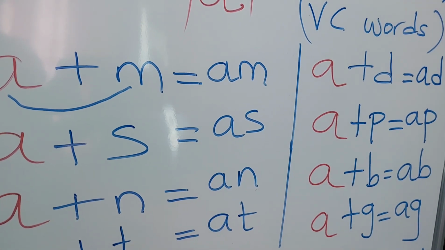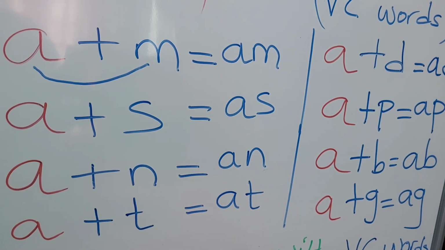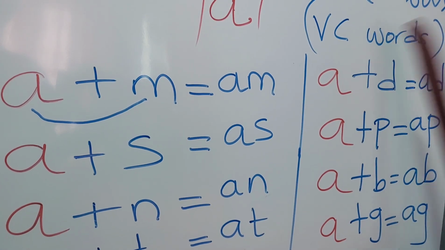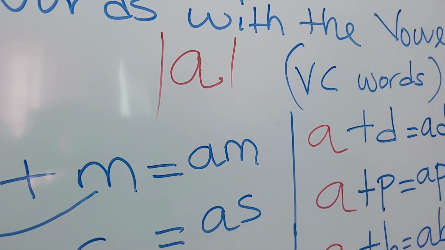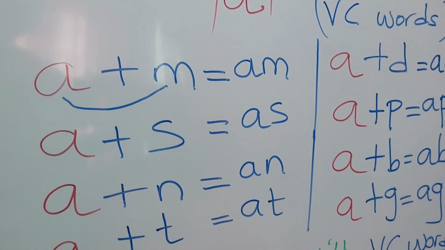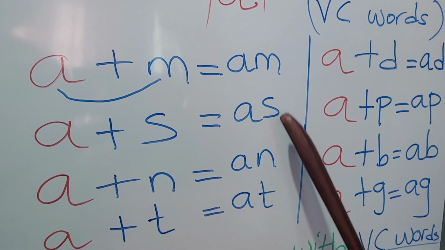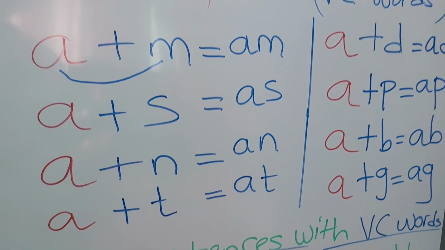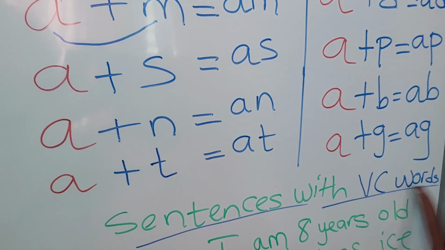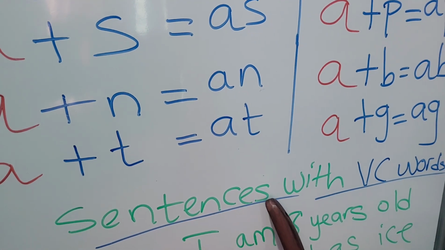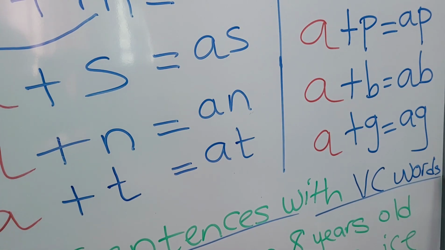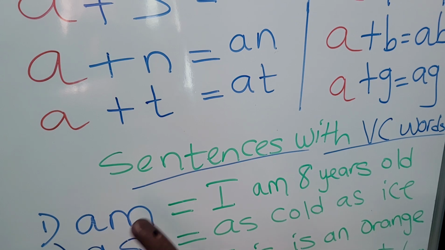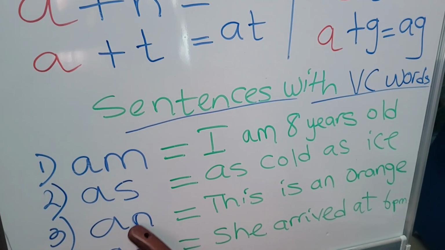Okay, that's nice. And moving on, we are going to select some of these VC words. Remember, VC means vowel consonant words with vowels at the initial position. Now, we are going to select some of these words to form beautiful, formidable sentences. Let's go. Sentences with VC words. Now we have words like am, as, an, and at.